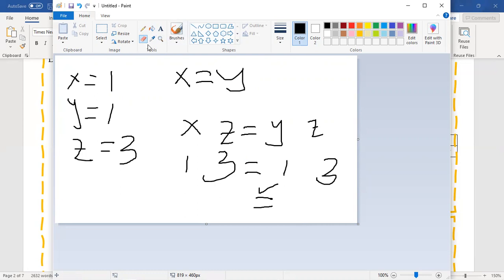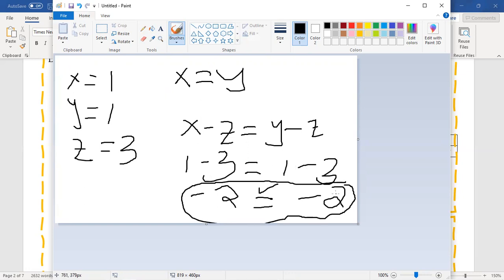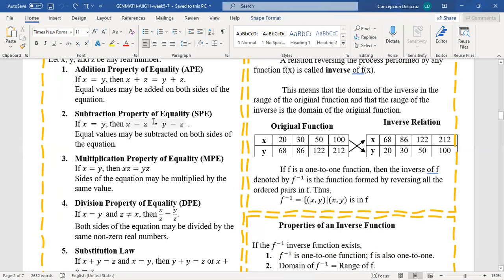Okay. So our x is 1, our y is 1, and our z is 3. So x is equal to y. So what we are saying here is that we subtract both sides, x and y, by z, or any number z. But we put 3 here, so the value of z is 3. So 1 minus 3 and 1 minus 3, that is negative 2. 1 minus 3 here is also negative 2. Therefore, it is equal. So that is the subtraction property of equality.